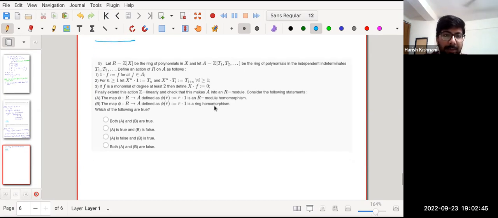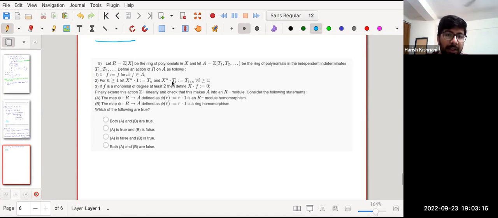Now this can be extended linearly, because for each term of the polynomial you have defined the action, and then you just extend it with addition, and that will give you an action of R over the entire space A. Then you need to check that this action gives you an R module, because after multiplying an element of R with an element of A, you are again getting an element of A.